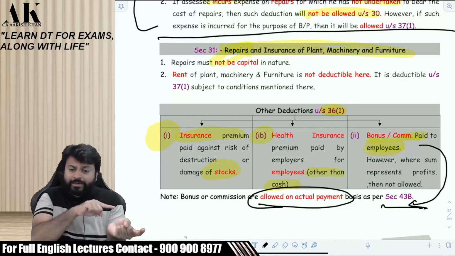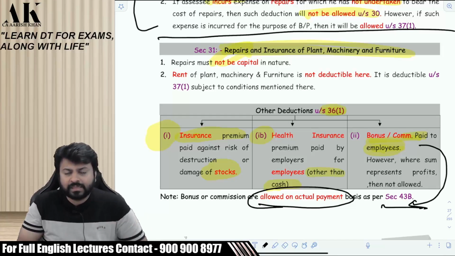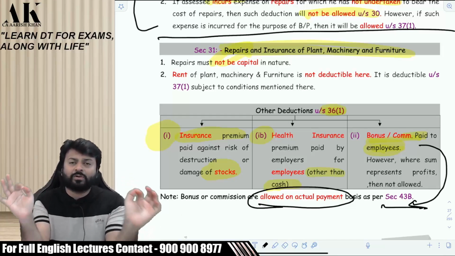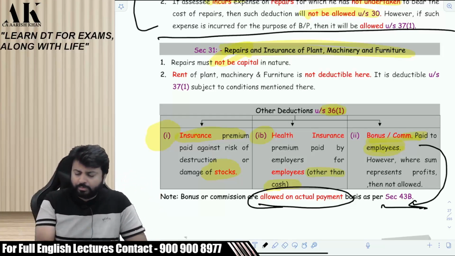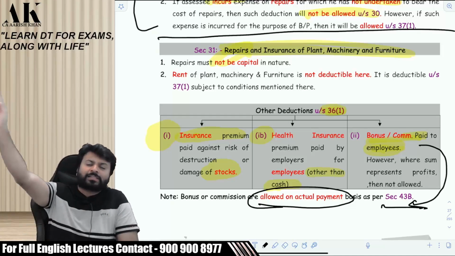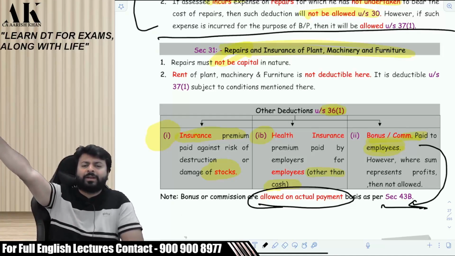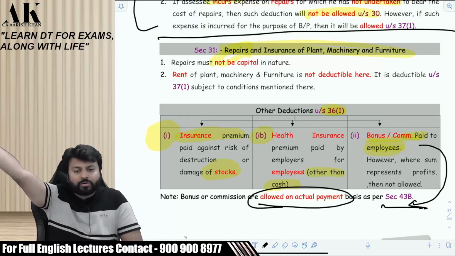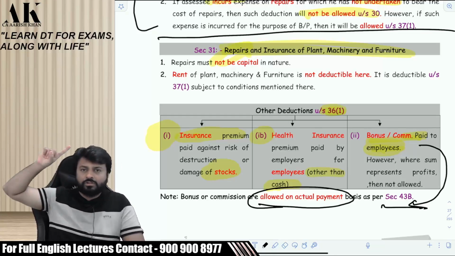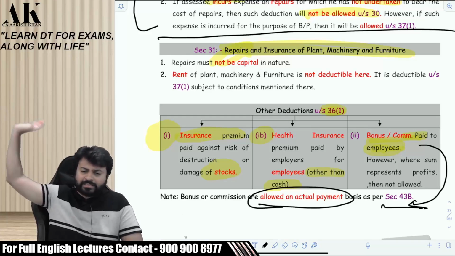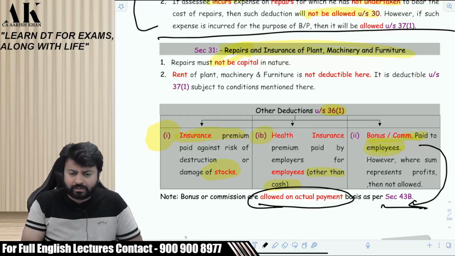But I'm just trying to do interlinking with the respective deduction itself. That this deduction is allowed as deduction only if you make actual payment and not on accrual basis. So bonus and commission to employees, not to a real estate agent. If you make commission payment to a real estate agent, definitely when you buy a property, at that time we can go to some other section like 37(1). But not here. At least here it will not come.